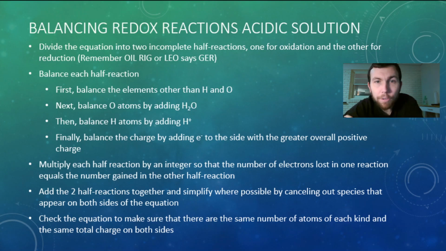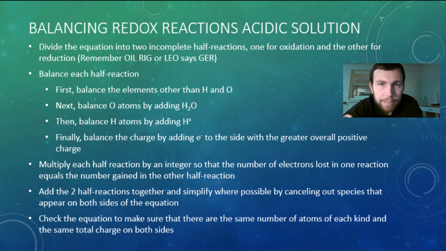Once you've done that, you are going to balance each half reaction by the following steps. The first thing you're going to do is balance the elements other than H and O that are present in your chemical equation. So you start with the things that are going to be easiest to balance. You can use just regular coefficients to do that. Now here's where things start to change. Once we've balanced our other elements, in order to balance oxygen, we're going to add water molecules to the side where we need more oxygens. So to balance oxygen, you add water.